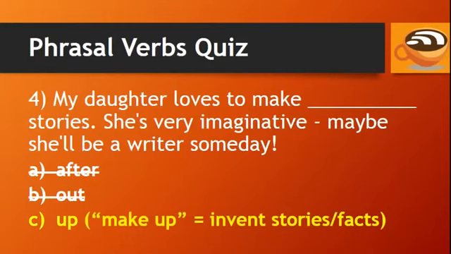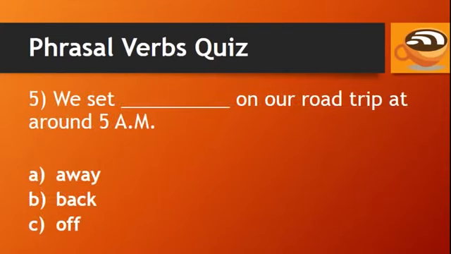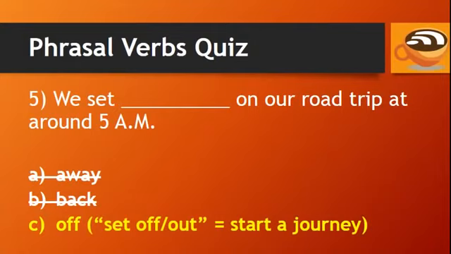The correct answer is up. Make up means to invent stories or facts from your imagination. Number 5. We set on our road trip at around 5 a.m. The correct answer is off. The phrasal verbs set off and set out mean to start a journey.